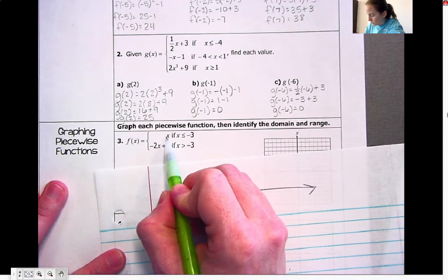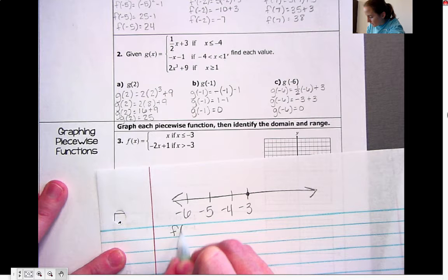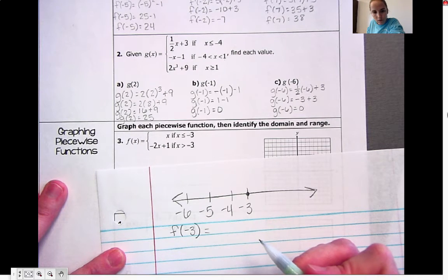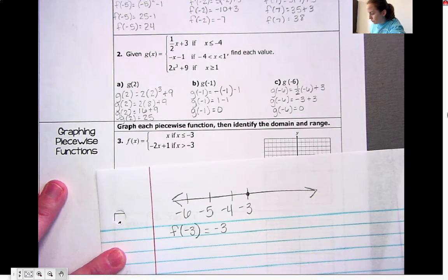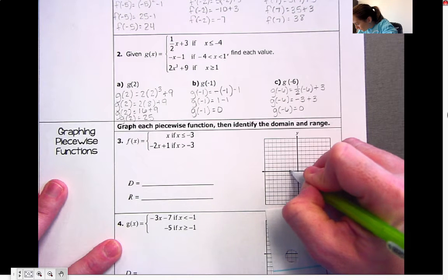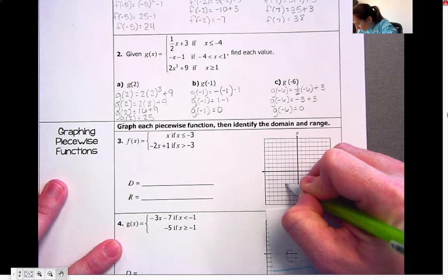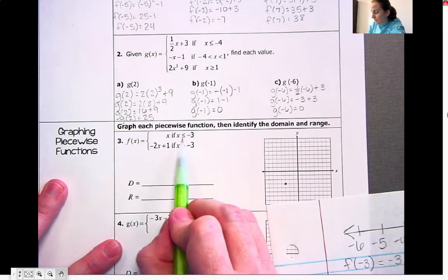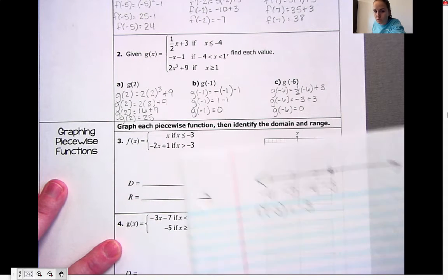Well, if I just plug in negative 3 here, so f at negative 3 equals, well, negative 3. So that point would go at negative 3, 1, 2, 3, negative 3, 1, 2, 3. And I do close in that dot there because I can actually use negative 3. It is equal to there. That's why I chose negative 3.